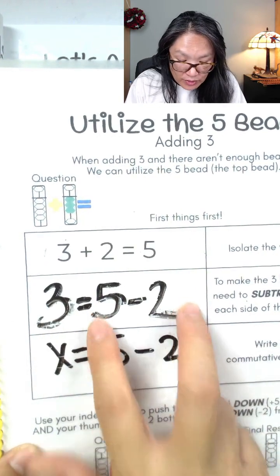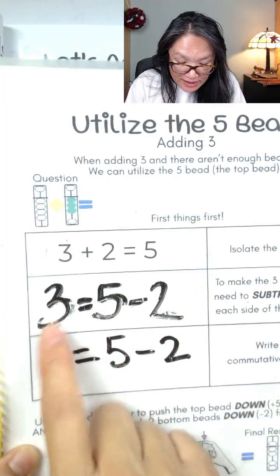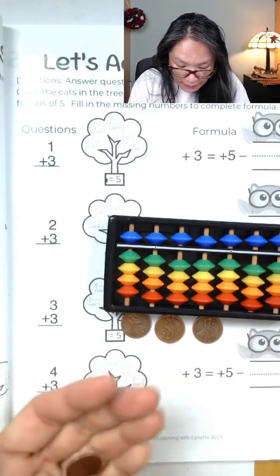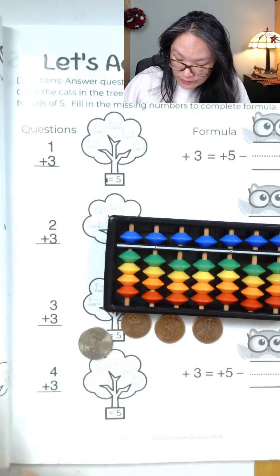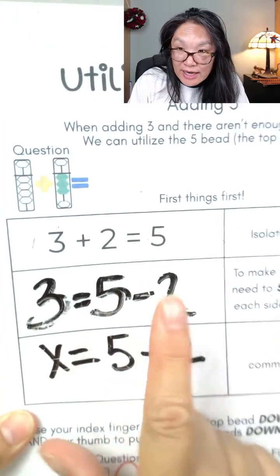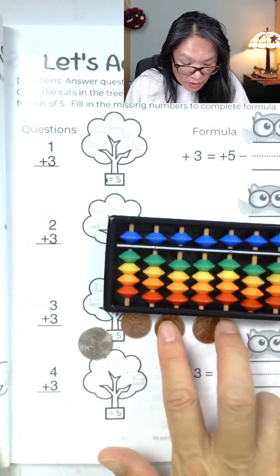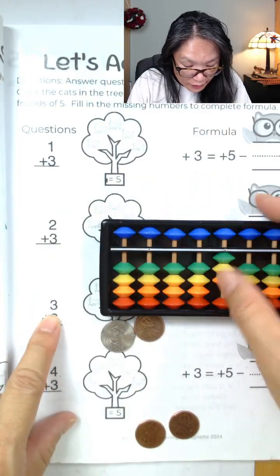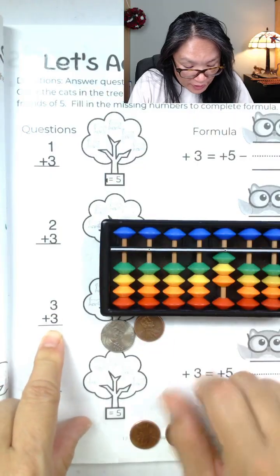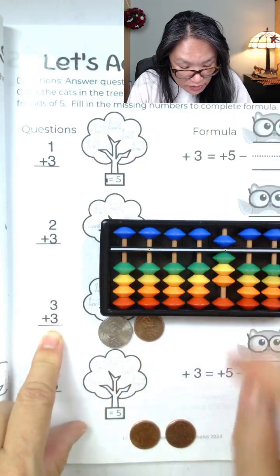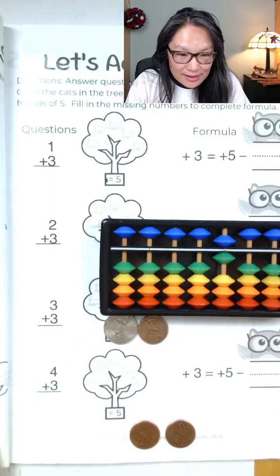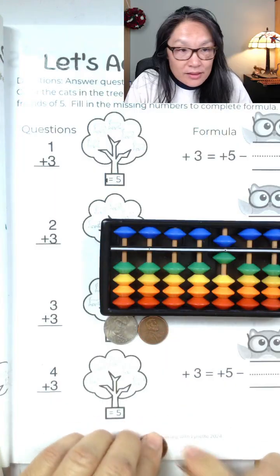So if I need to add the 3, guess what? I'm going to have my 5, but that's too much. I need to take away the 2. When I show you on my abacus, I have 3. And then I have to add another 3. Adding the 5 is too much, right? I need to take away the 2. So my final answer is now 6. Does that make sense? How are we doing?